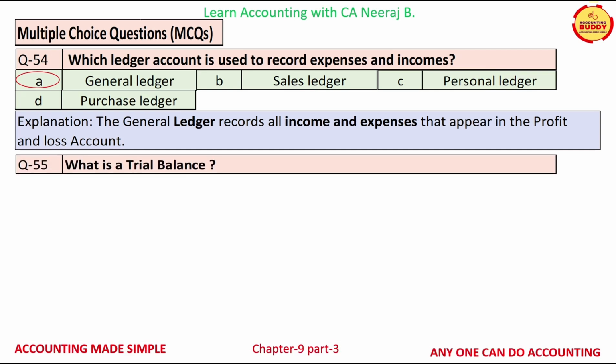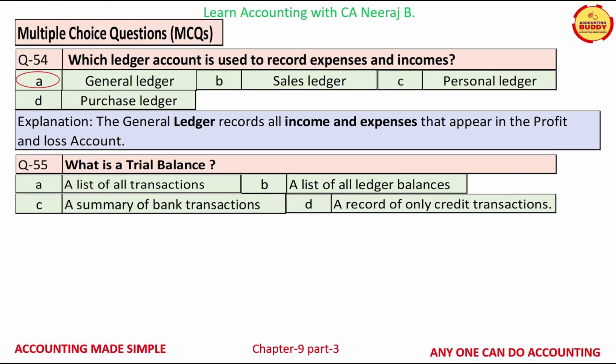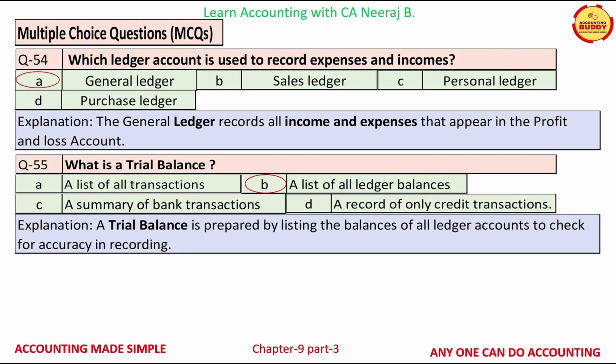Question number 55. What is a trial balance? And the available options are option A, a list of all transactions, option B, a list of all ledger balances, option C, a summary of bank transactions, and option D, a record of only credit transactions. And the correct answer is option B, a list of all ledger balances. A trial balance is prepared by listing the balances of all ledger accounts to check the accuracy in recording. Therefore, option B is the correct answer.